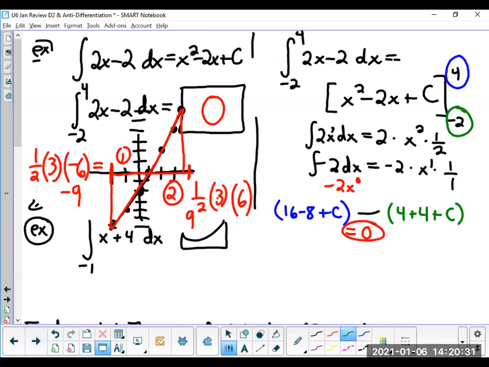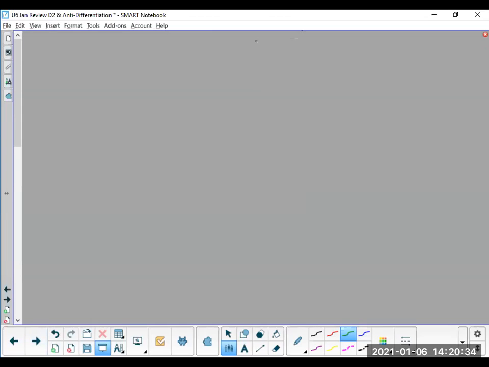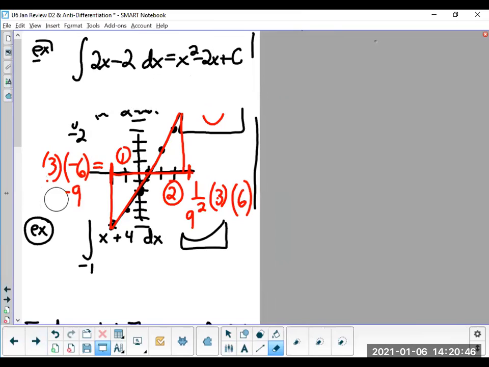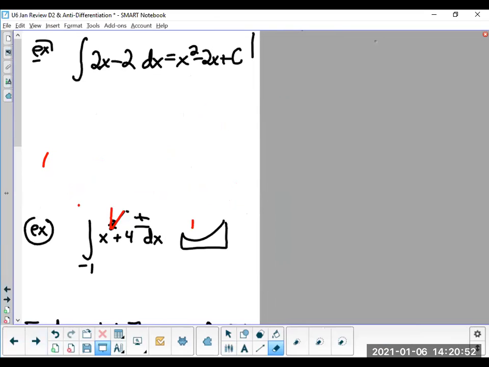Okay, so let me get this set up here. I've got to erase some junk. Make yourself a little bit of room and write down that thing we've written down before, namely that the antiderivative of 2x minus 2 dx equals x squared minus 2x plus c.